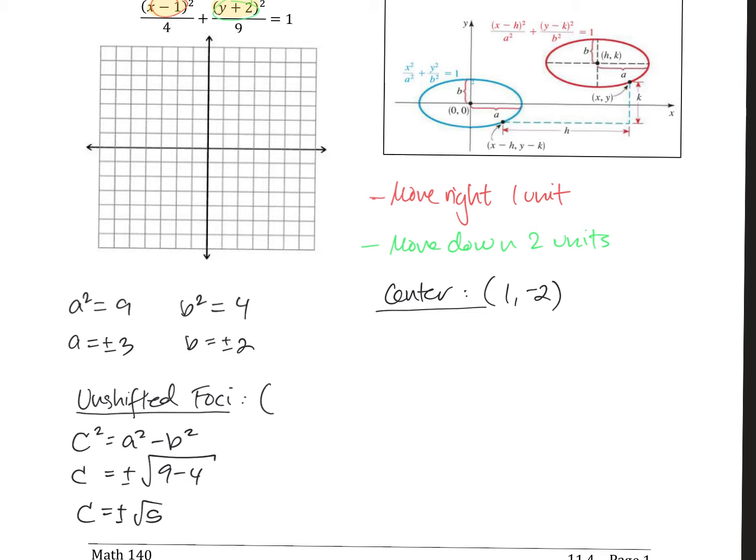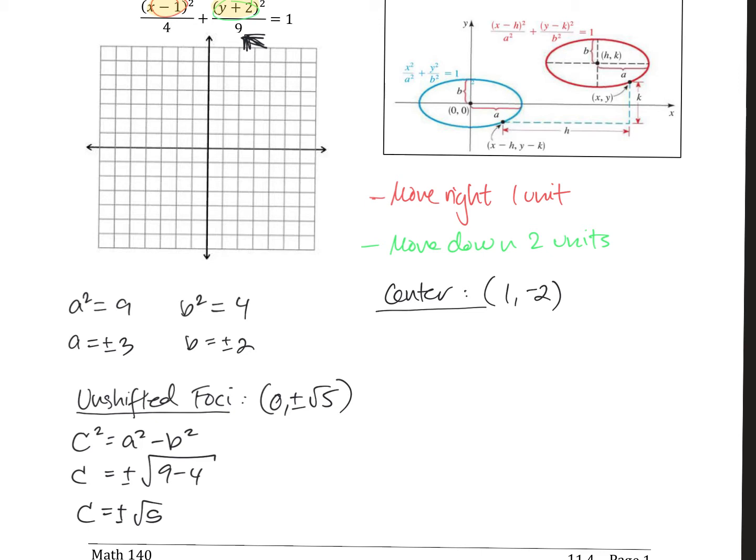So how should we write our point? Well, because the y value had the larger value underneath it, we know we're going to be looking at a y coordinate. So this will be 0 plus or minus root 5. However, that's the unshifted foci. I want the shifted one.